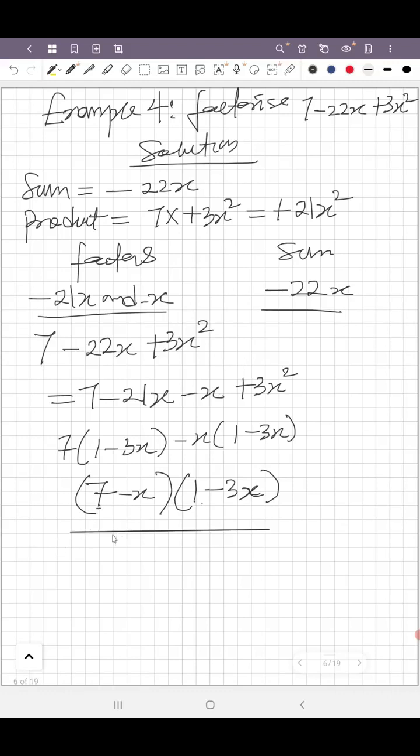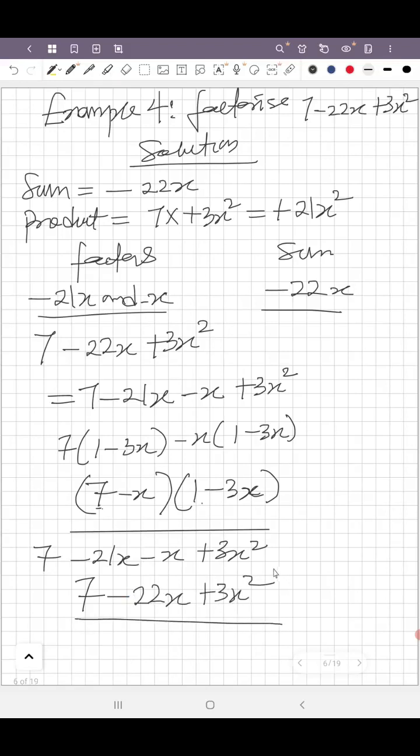7 times 1, we have 7. 7 times minus 3x, we have a minus 21x. Minus x times 1, we have minus x. Minus x times minus 3x, we have plus 3x squared. So we have 7 minus 22x plus 3x squared. So we are able to go back to our question.